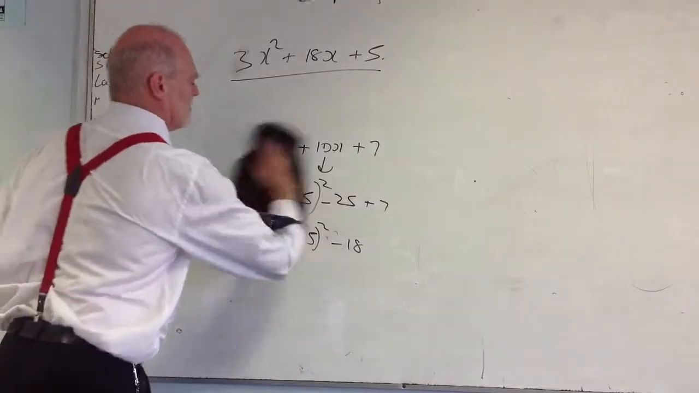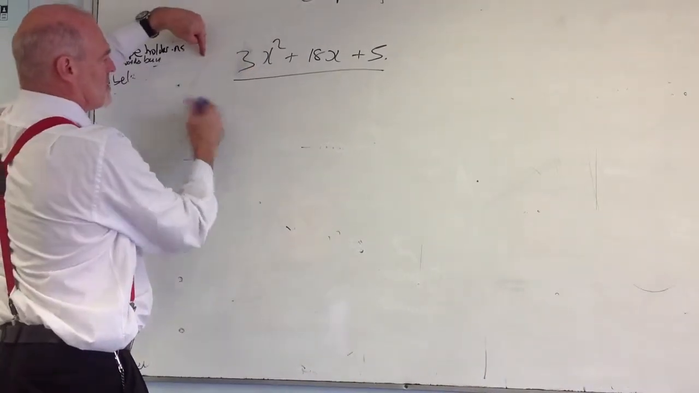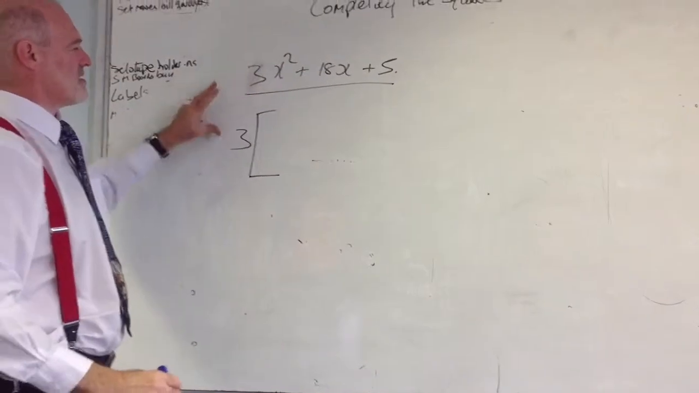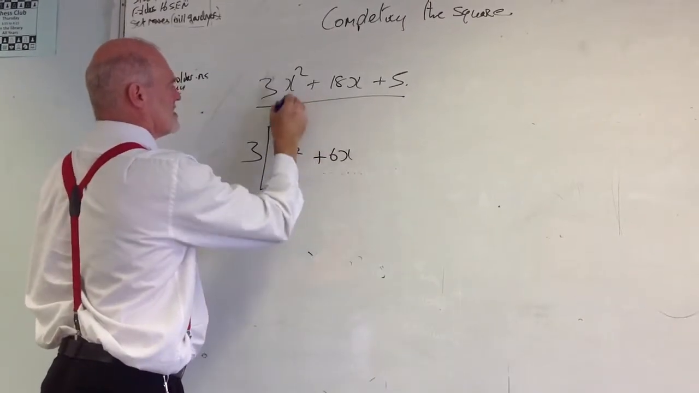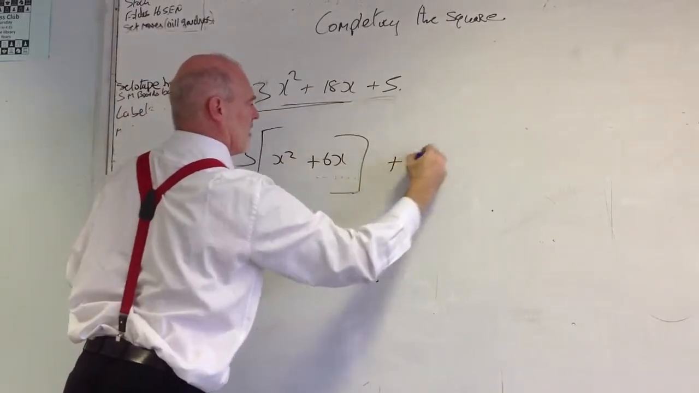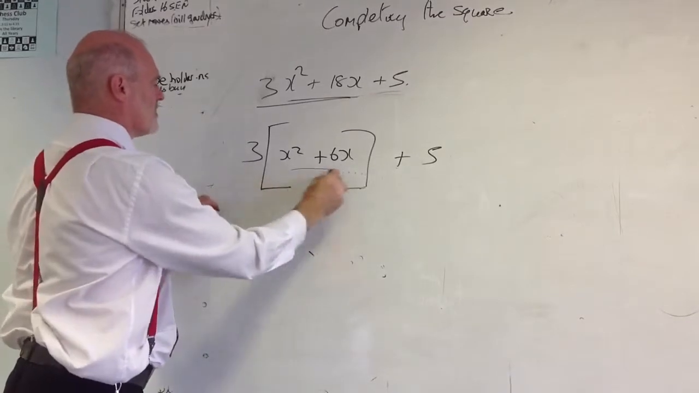So I'll do the following. I'll take the 3 outside a bracket. And I'm going to make a big bracket here. Take the 3 outside. Leaves me with x squared plus 6x. This is the only piece I'm focused on. I can leave the plus 5 over there. It's got nothing to do with what I'm doing. I'm completing the square for this bit only.